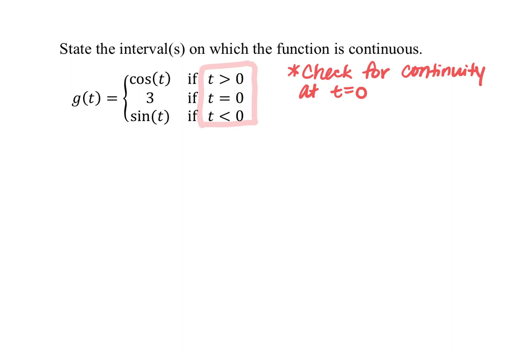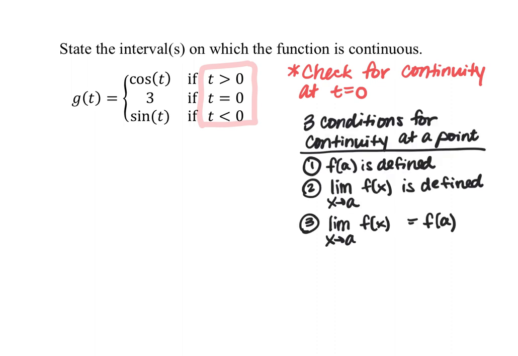Now, in order to check for continuity at a specific point, there are basically 3 conditions that must be met in order for a function to be continuous at a point. So let's first review those. The first condition that needs to be met in order for this piecewise function to be continuous at t equals 0 is that f of 0 needs to be defined.